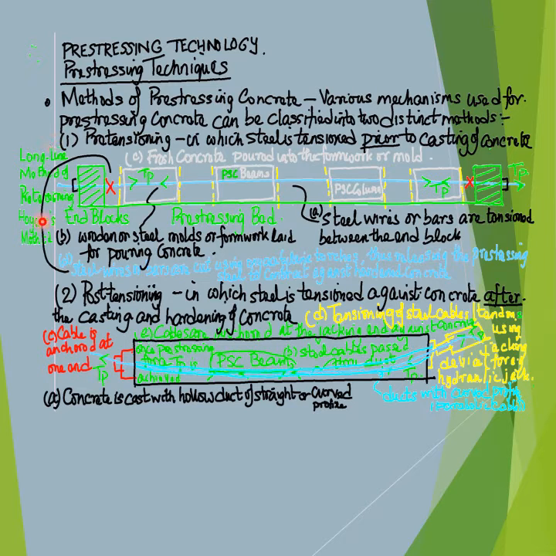in summary, the pre-tensioning operation, wherein the steel is tensioned prior to the casting of concrete in the pre-stressing bed, results in self-equilibrating internal stresses of desired magnitude and distribution.